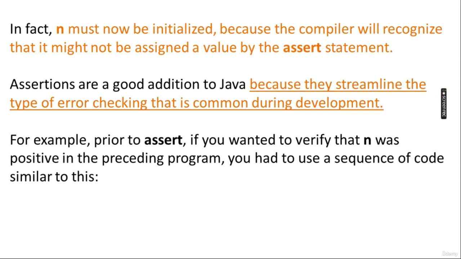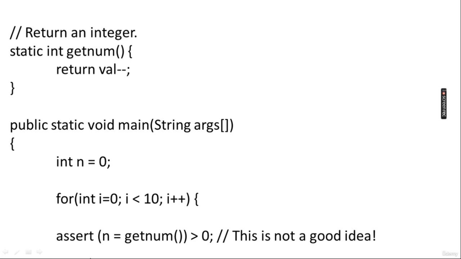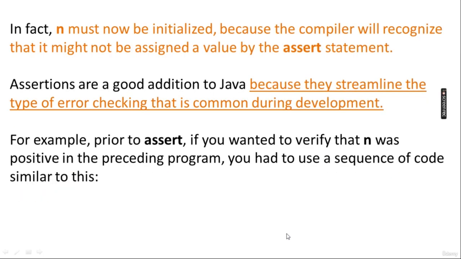So every time it will check whether a particular condition is met or not. For example, prior to assert, if you wanted to verify that n was positive in the preceding program, you had to use a sequence of code similar to this. If n is less than 0, print n is negative and return. But if you write it such that you call getnum every time and then create n, and you are not initializing this n, it will throw an error. So this is not allowed.